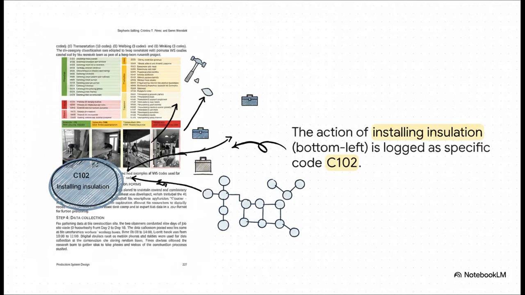And this is where you really see the power of this whole method. An observer sees a carpenter putting in insulation. Instead of just writing down direct work, they log a specific code, C102. Suddenly, you've connected a real-world action to a very precise data point. And that's what opens the door to some seriously detailed analysis.